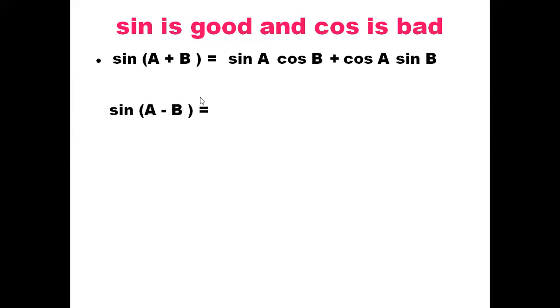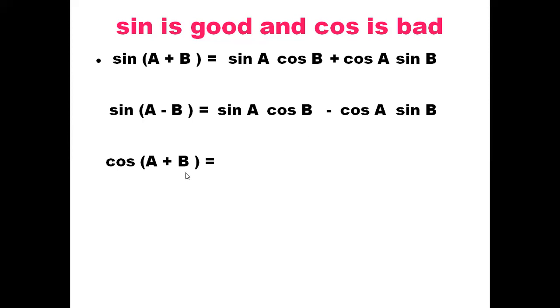Sine A minus B follows the same logic. First we write sine A. Now it will give to cos. Since we have the negative sign here, we write a negative sign. Again, it will give to cos A. Then the remaining thing will be taken by sine, since sine is good.